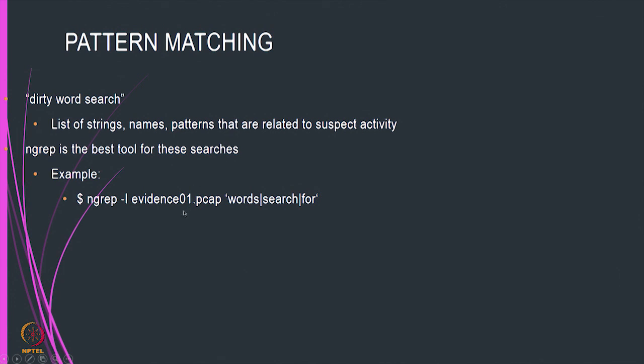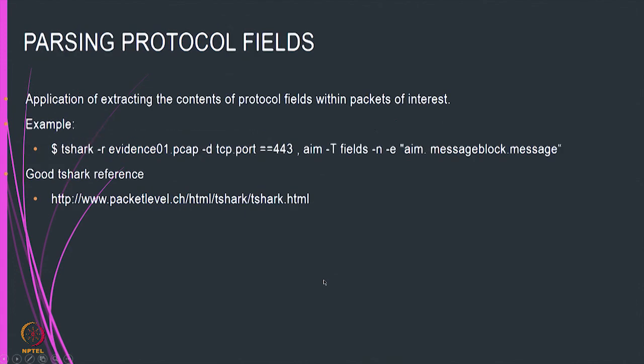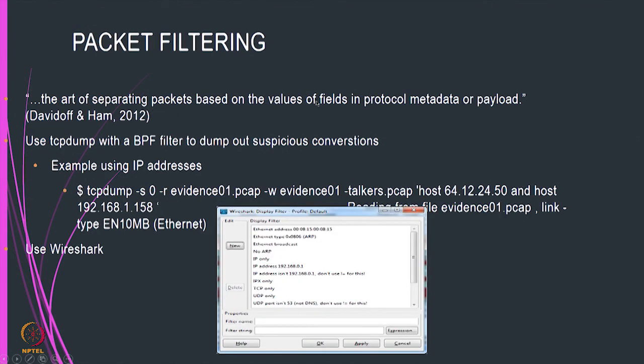Most of you are familiar with grep. With ngrep, you take the evidence file and search for the words you want, and the output will display the particular packets where they are available. Similarly, for parsing protocol fields, you can use TSHARK or WIRESHARK straight away. With TSHARK you might have to give all these command line parameters. Packet filtering is the art of separating packets based on the values in the fields of the protocol metadata or payload. One of the tools we can use is TCPdump with Berkeley packet filter.